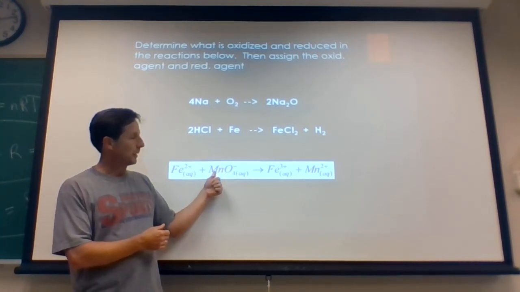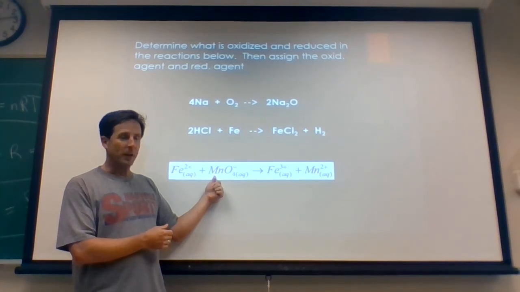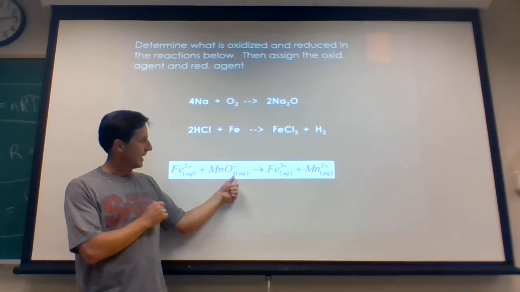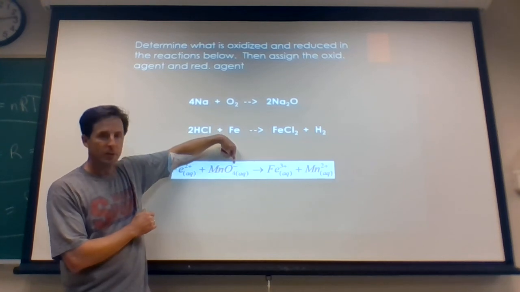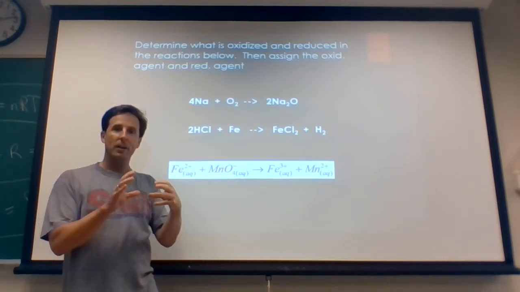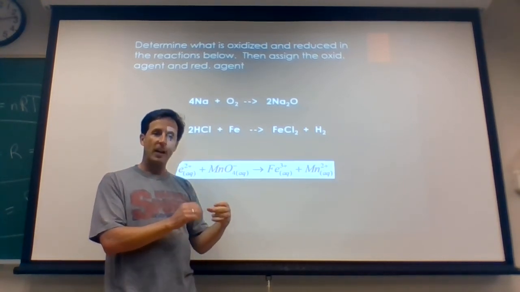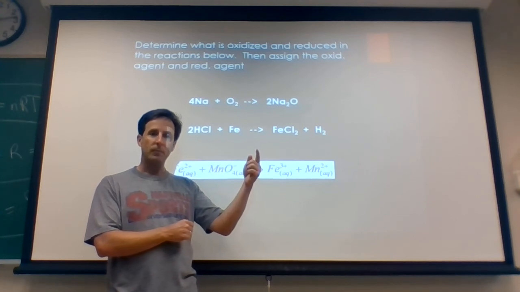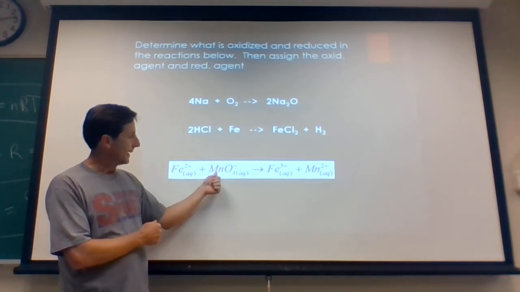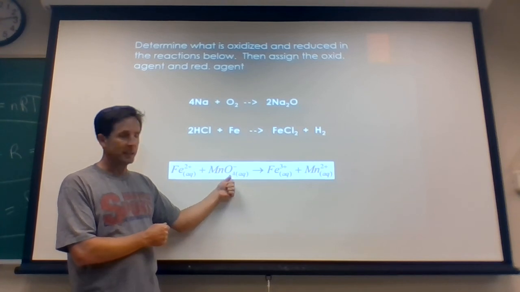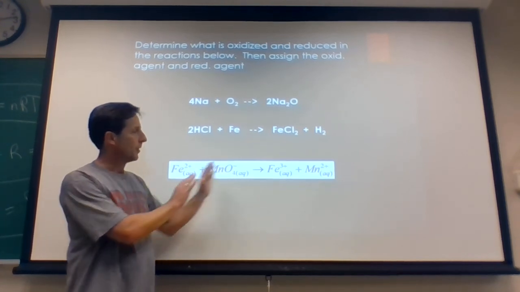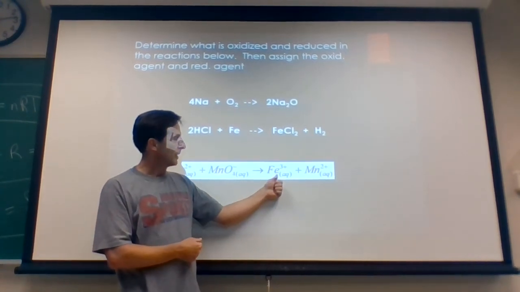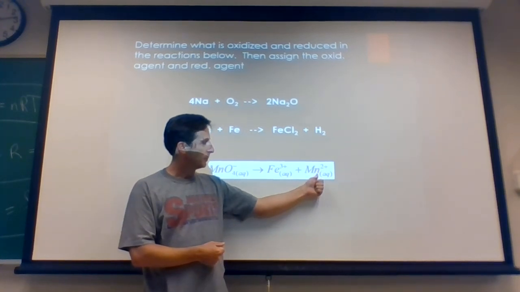The manganese has to be a +7, because if I add +7 and -8, that gives me my overall charge. I know the permanganate ion, the sum of all the charges, has to equal -1. Okay? So, manganese is +7, oxygen is -2. Then I go to the other side, iron's +3, manganese is +2.